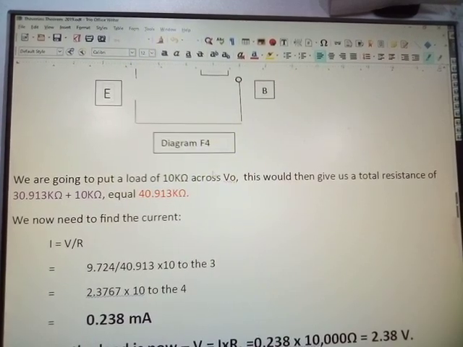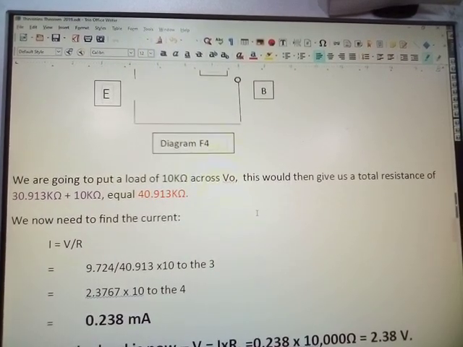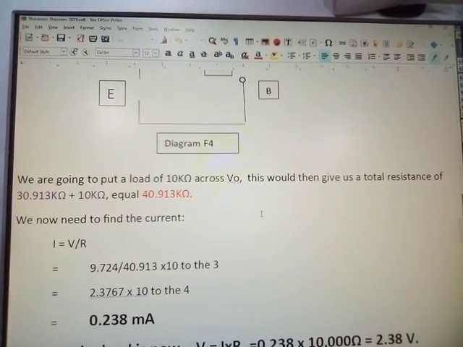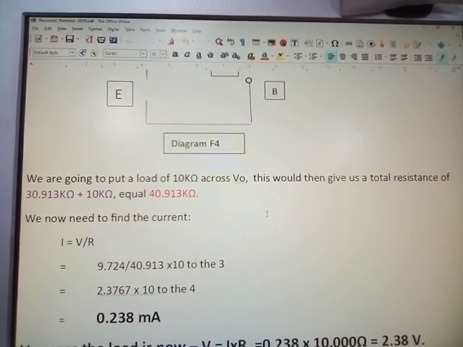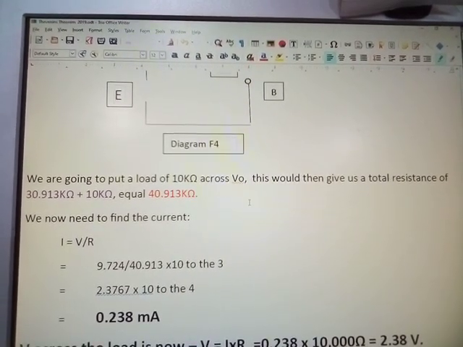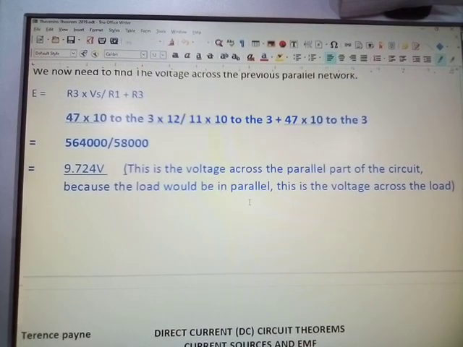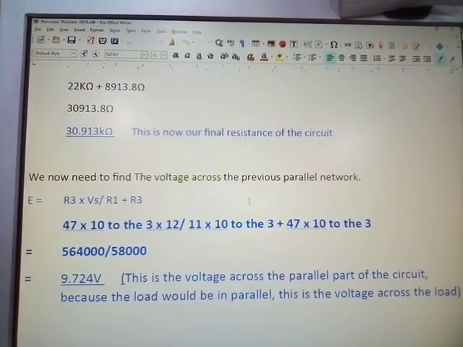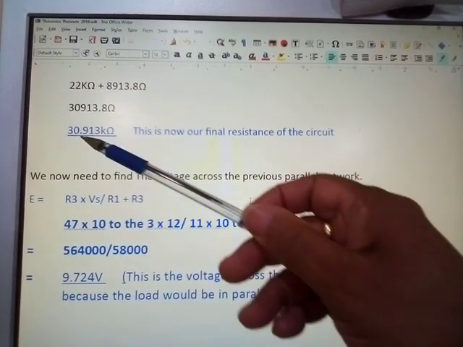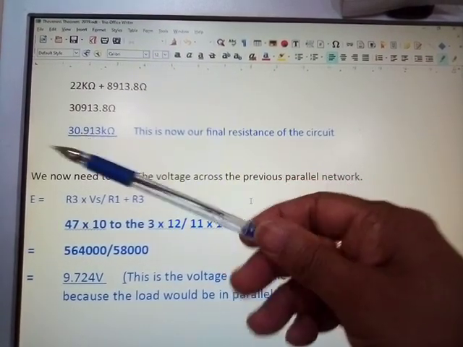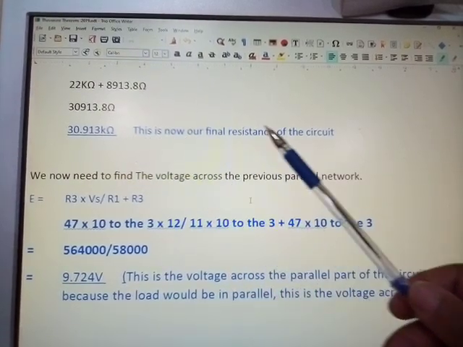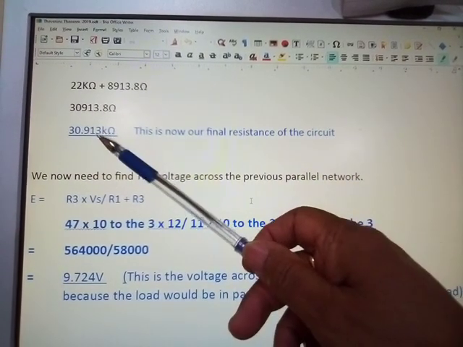Now we are going to put a load of 10k across V out. This would then give us a total resistance of 30.913, and look back at where we got 30,913 from, and you'll see it came from here. It didn't just appear by magic. I am not a magician. I may be many things, but I am not a magician.